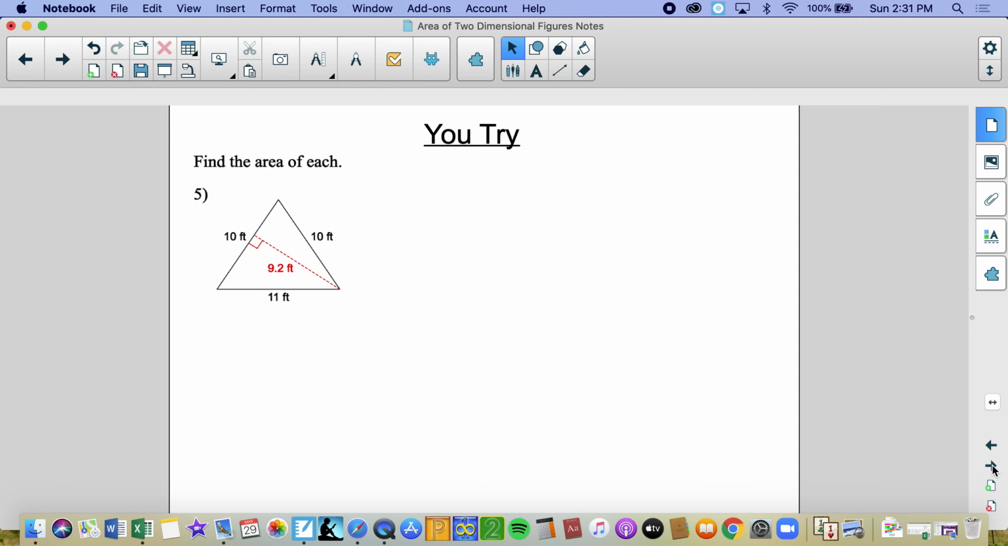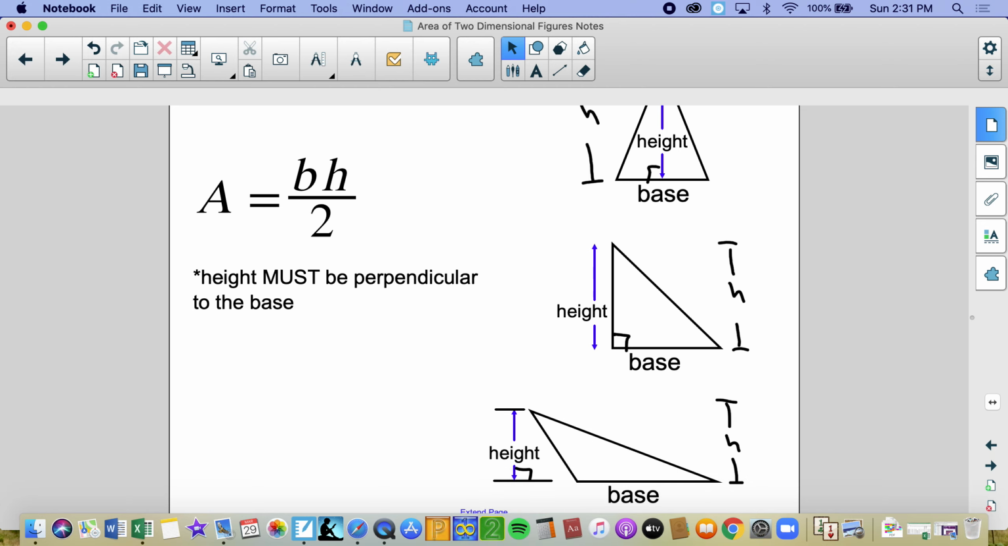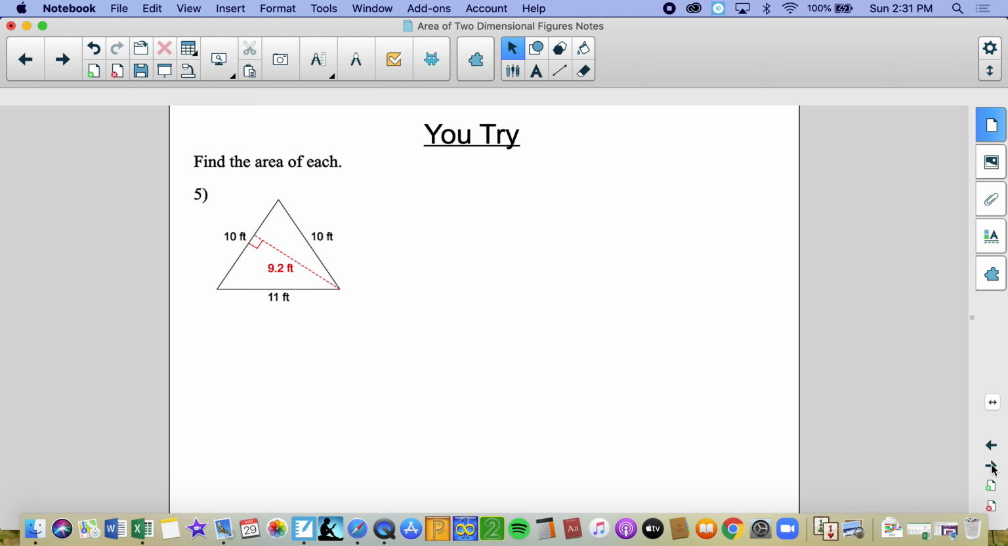So let's, did we not try one? No, we didn't. So you try. See if you can find the base and then the height that is perpendicular to that base. Pause it when you're ready, unpause it, and we can work on the answer.